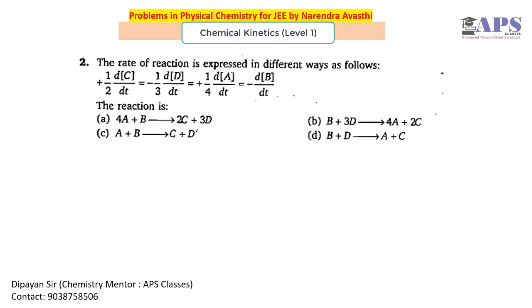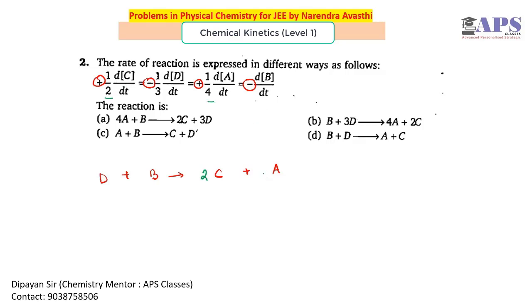Moving forward to question number 2, the rate of reaction here is expressed by instantaneous rate. Okay, so we have two positive charges, we represent the product. So the product is C and A, and these two negative charge represents the reagent, that is D and B. Okay, now we have to maintain the stoichiometric coefficient. So here the C is divided by 2, so the product should be 2C.